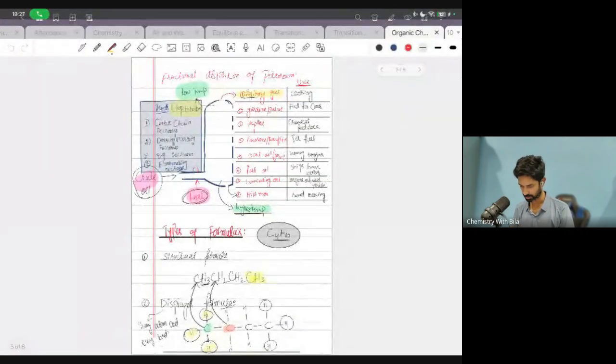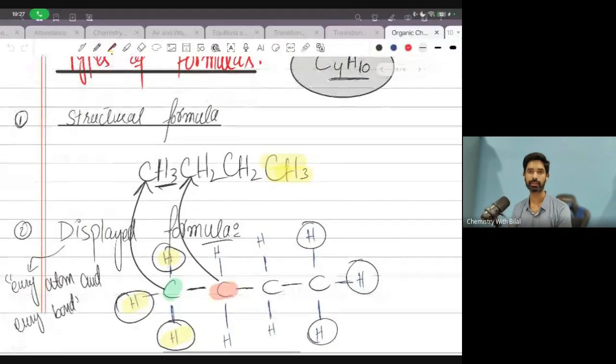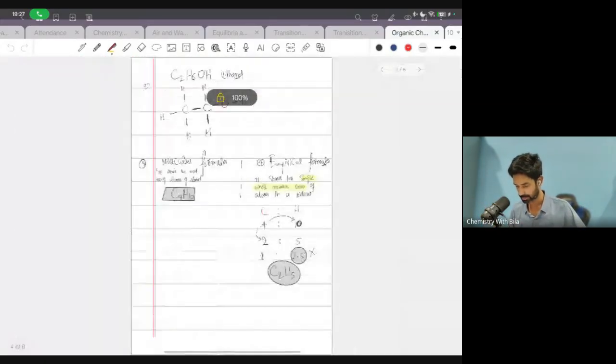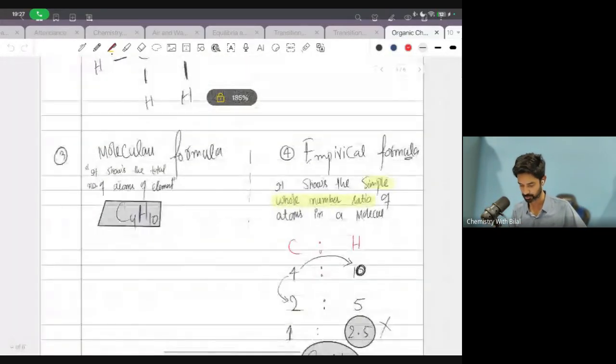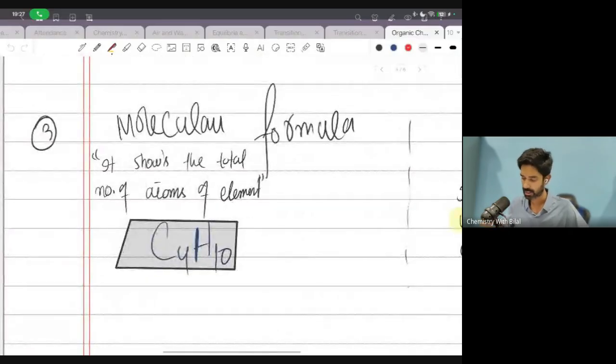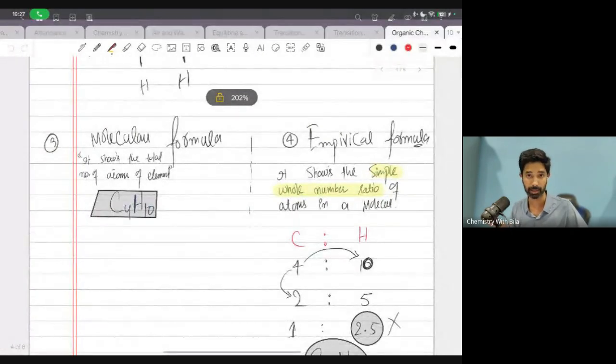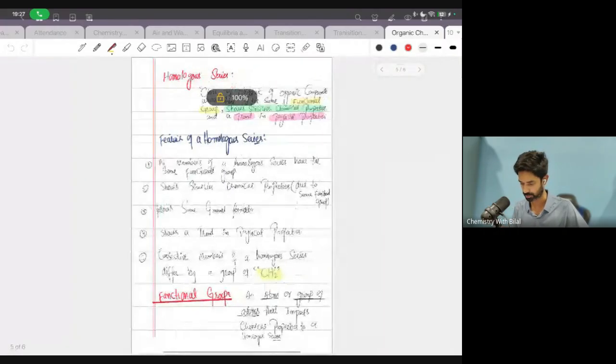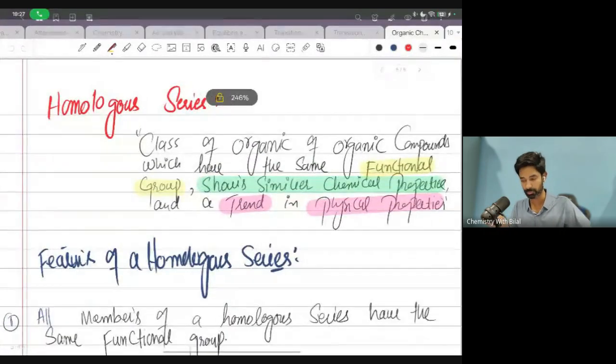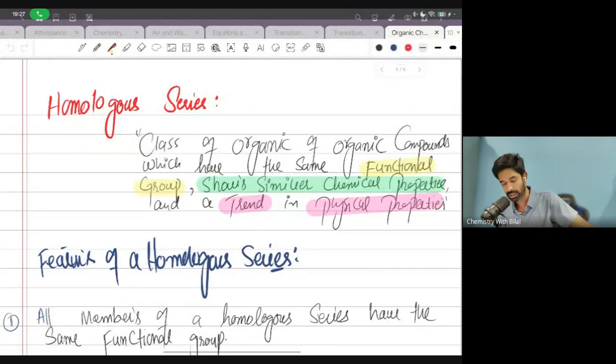And yes, so we started with types of formulas, everyone. The structural formula and displayed formula. In displayed formula, you open the structure, you show every bond and every atom, and then the molecular formula, which tells you the total number of atoms, and also the empirical formula, which shows the simple but whole number ratio of atoms in a molecule. A homologous series, the most important one from this chapter, I mean the definition. A homologous series is a class of organic compounds that have the same functional group. It shows similar chemical properties. It shows a trend in physical properties.